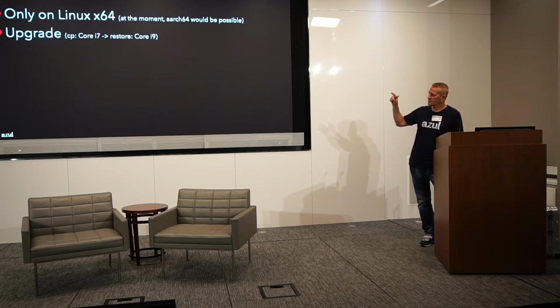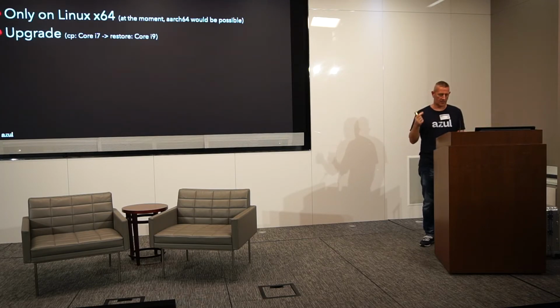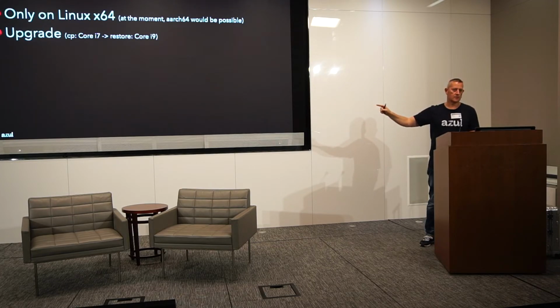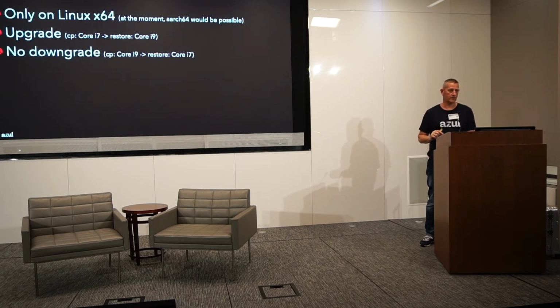And what I mean with upgrade is if I create the checkpoint on a Core i7 machine, I can run that on a Core i9. They are backwards compatible, that works. But the way around doesn't work. So that means I can't create something on a Core i9 and then expect that to run on a Core i3, for example. That won't work. Right? So we have to keep that in mind.